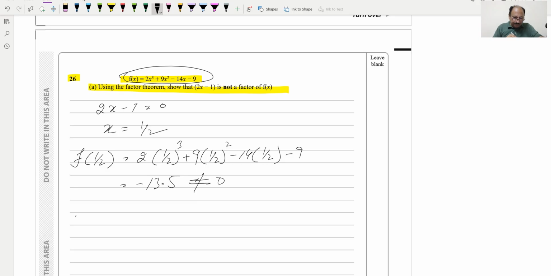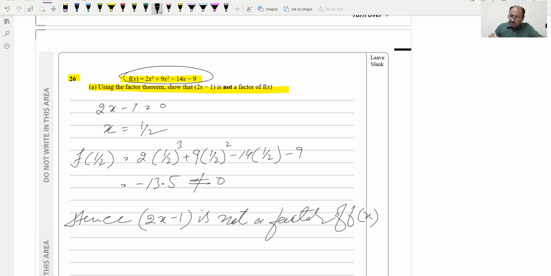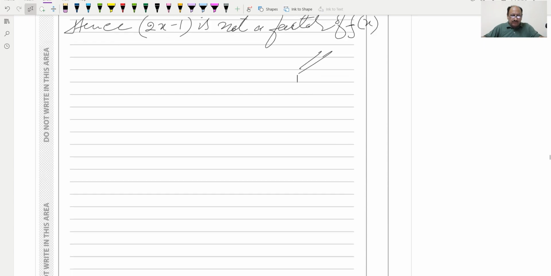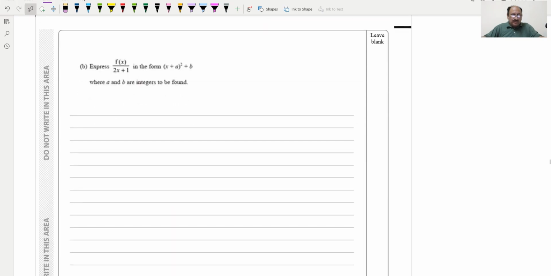So hence 2x minus 1 is not a factor of f of x. So this is done. This was the process which we have done by factor theorem. Now we can check this b part.